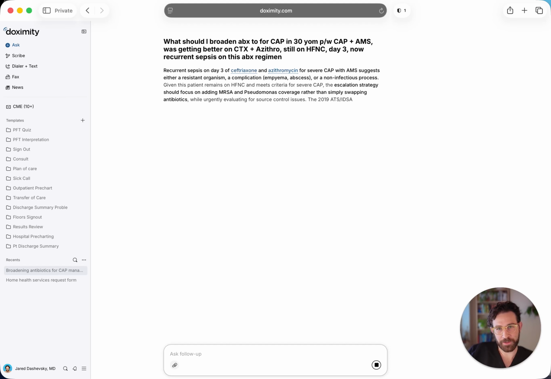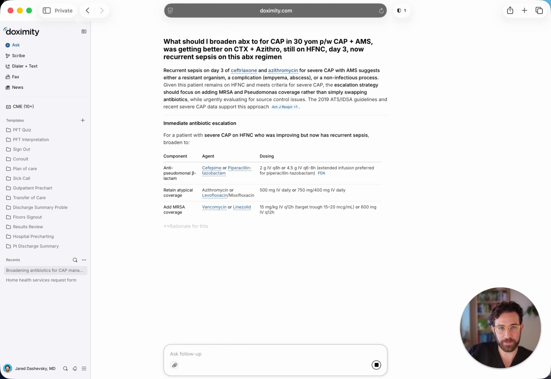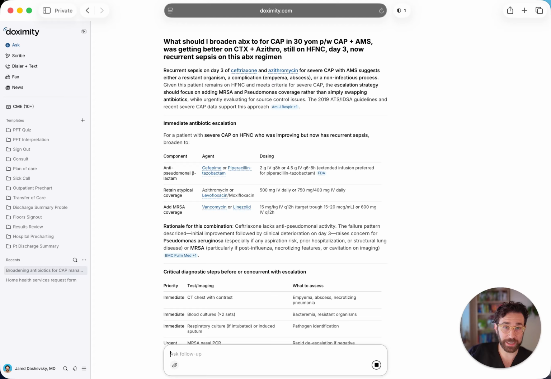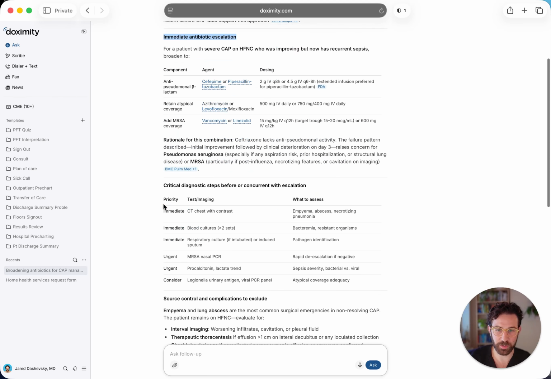So recurrent sepsis on day 3 of ceftriaxone and azithromycin for severe CAP, AMS, which suggests resistant organism or complication like an empyema or abscess. Remember, we saw that left lower lobe consolidation. So focus on adding MRSA and Pseudomonas coverage, right? Cefepime plus vanc or Zosyn plus vanc. And here, this will tell you the dosing, which is great. Immediate antibiotic recommendation, which we know the night team did.